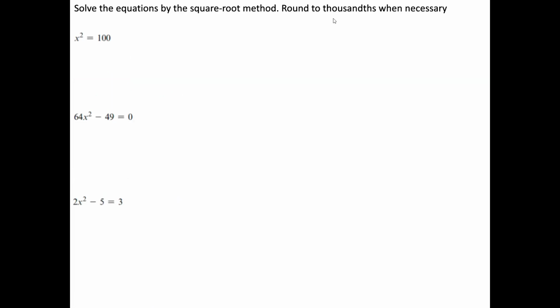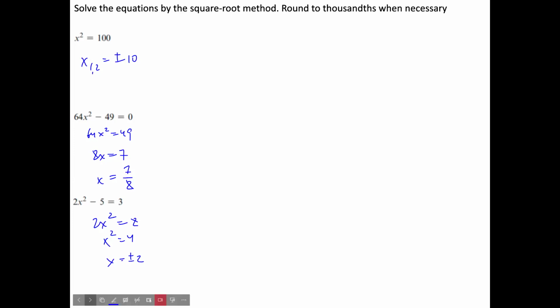Solve equation by square root method, round to 2 decimals if necessary. So x1,2 plus minus 10, right? What we do here, 64x squared equals 49, right? Then what is it? 8x is 7, right? x is 7 over 8. Good. Now this one, 2x squared equals 8. x squared equals 4, x equals plus minus 2. Good. Okay.